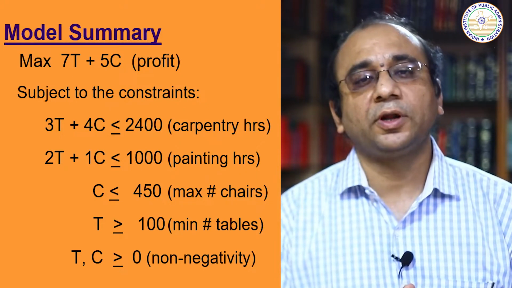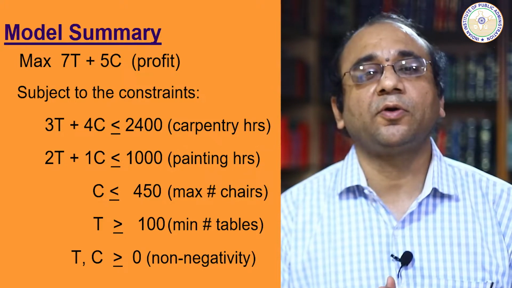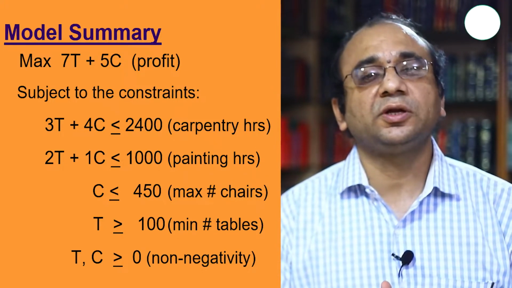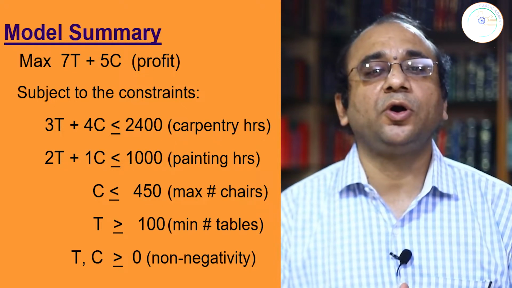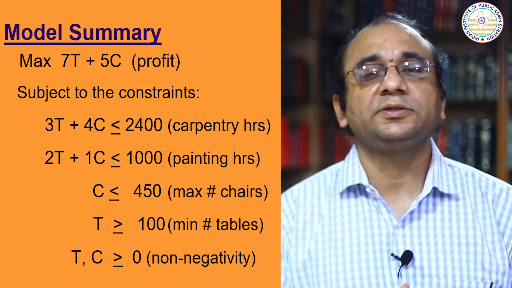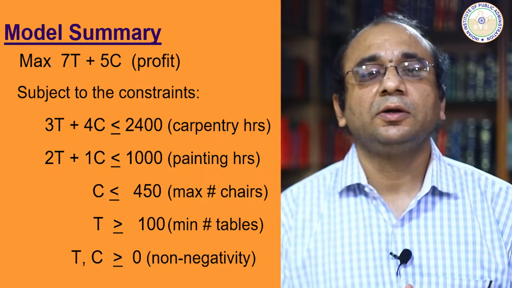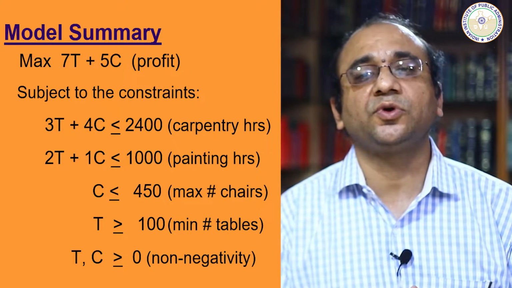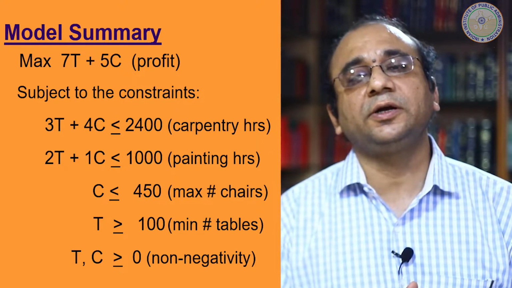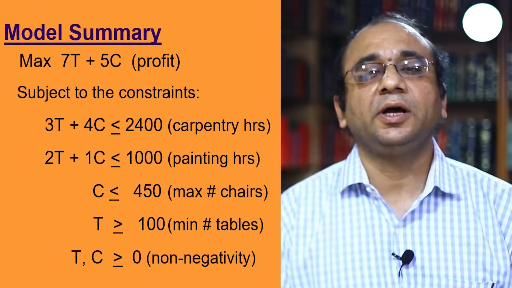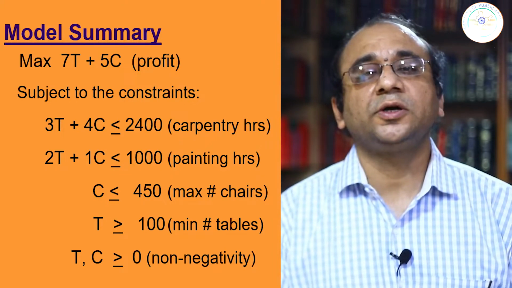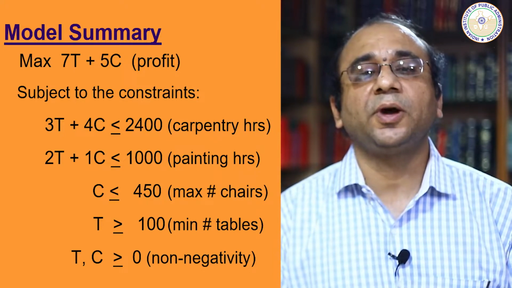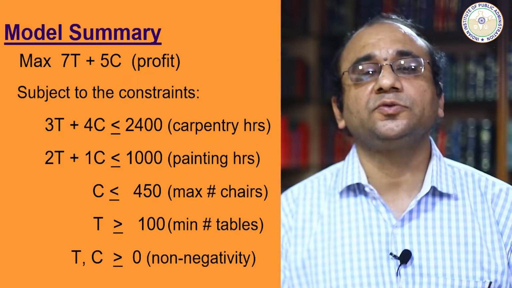They have two products. Each unit of profit which they are going to earn from the table is 7 and from the chair is 5. So we wrote in our model maximizing the profit, that is 7t plus 5c. T and C are the number of units of table and chair respectively which we are going to make, and we are constrained by the carpentry hours, the painting hours, the maximum number of chairs which we can produce, and the minimum number of tables which we are required to make.